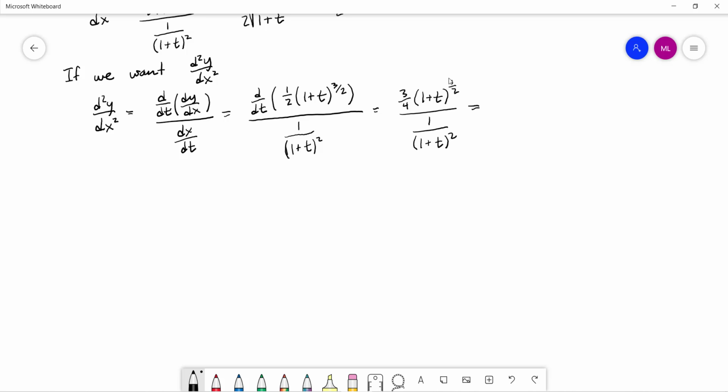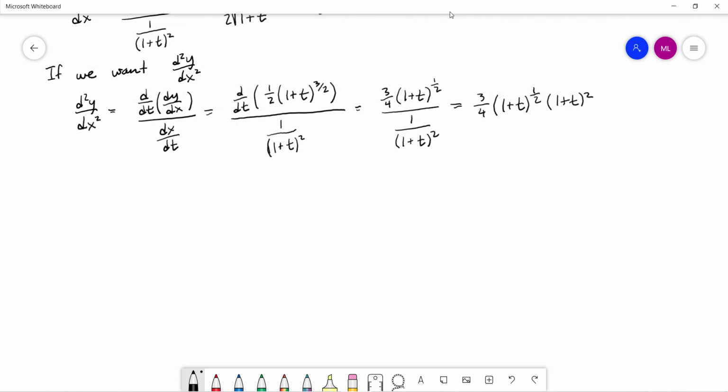So again, instead of taking this and dividing by a fraction, I will multiply by the reciprocal, and we will get 3/4 times 1 plus t to the 1/2 power times 1 plus t squared. We can simplify that to 3/4. We've got a 1 plus t to the 1/2 and the second power, so that's just a 1 plus t to the 5/2 power.